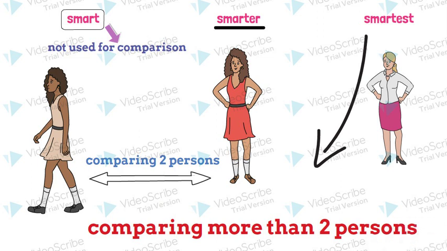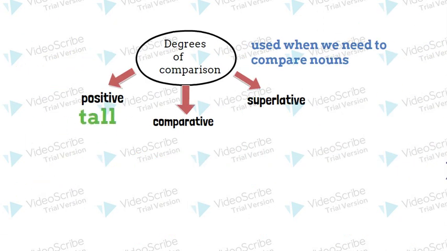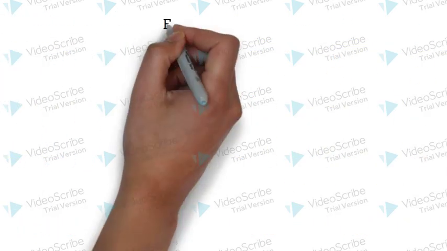Now let's go back to the chart. Here tall is a positive degree, taller is a comparative degree and tallest is a superlative degree. Remember, positive degree is not for comparing. It is just for describing a noun. Comparative degree is used to compare 2 nouns and superlative degree is used to compare more than 2 nouns. Positive degree can be converted into comparative degree and superlative degree.